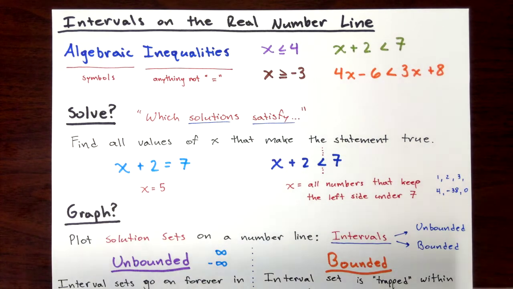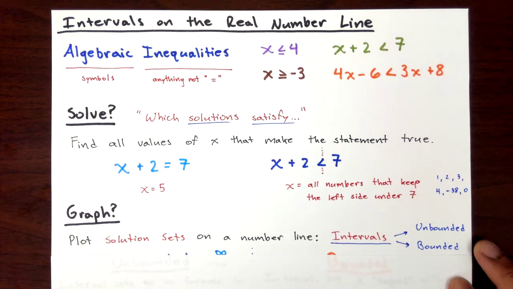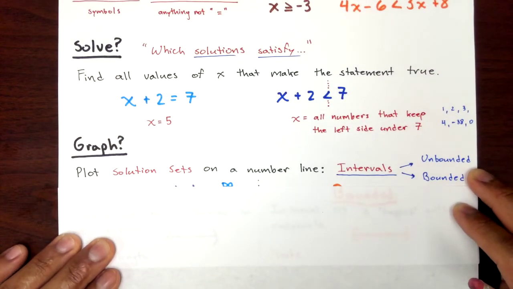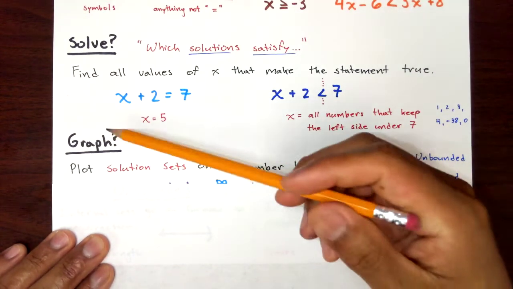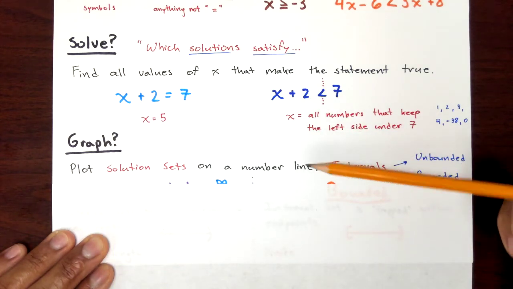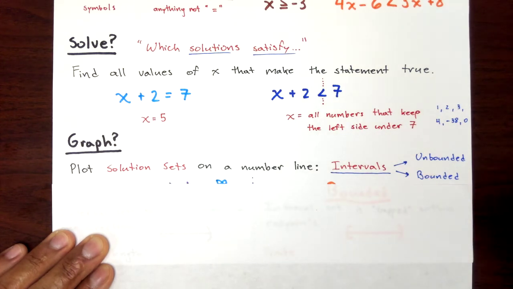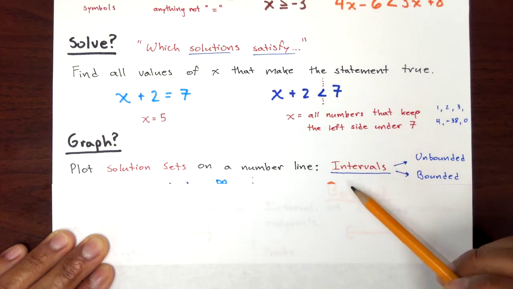Once we solve inequalities, we also have to try to graph them. The best way to represent an inequality is through a graph. I'm going to go ahead and move this up. What does it mean to graph an inequality? Basically, to plot solution sets on a number line. A solution set is just going to be the possible answers that it could be, and you're plotting an interval.